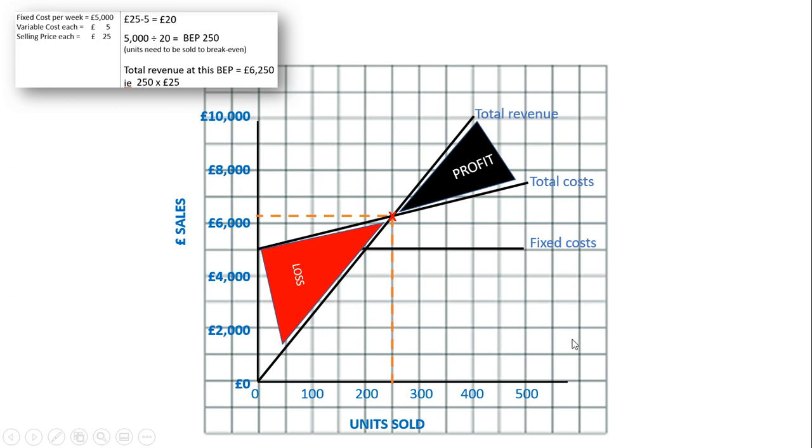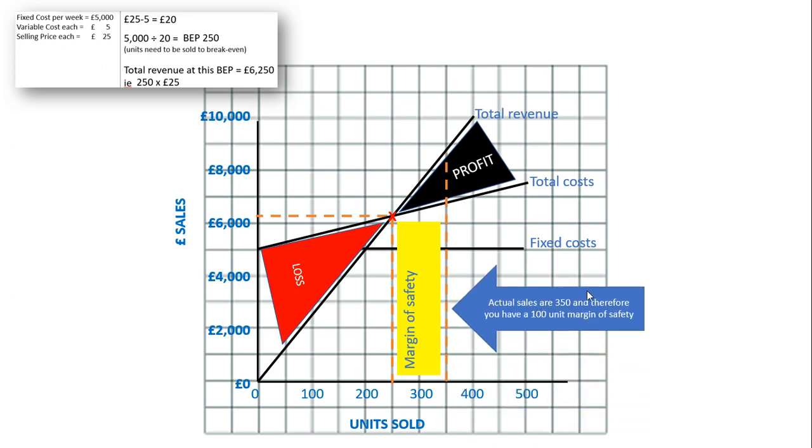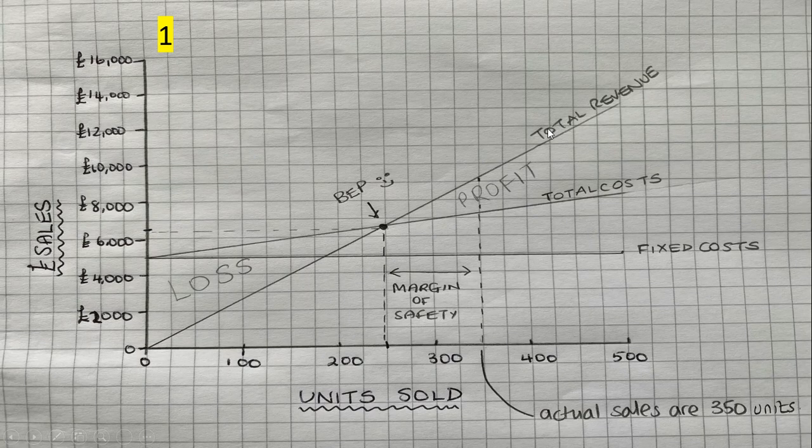There's one more thing that I need to tell you, and that is something called, you'll come across the margin of safety. Now, in the exam, you might be told that the margin of safety is, for example, here, like I'll show you, actual sales are 350. So you can plot a dotted line up, and it means, therefore, you have a 100 unit margin of safety, meaning your actual sales are 350. That's great. You've broke even, and also you've made a profit because you've sold 100 more, and therefore that's your margin of safety.